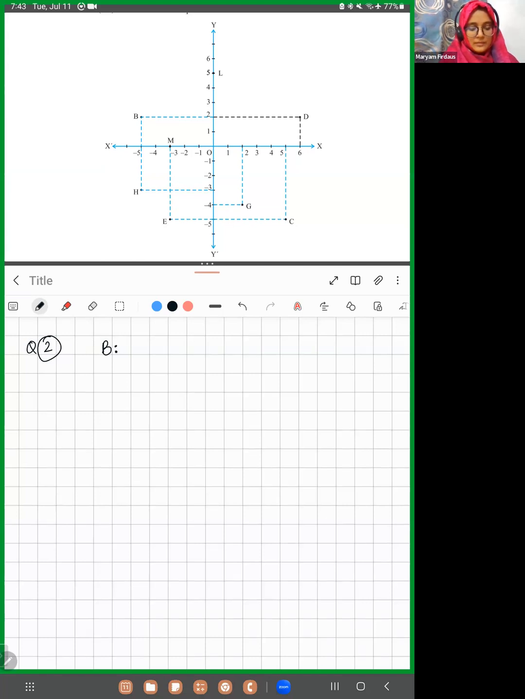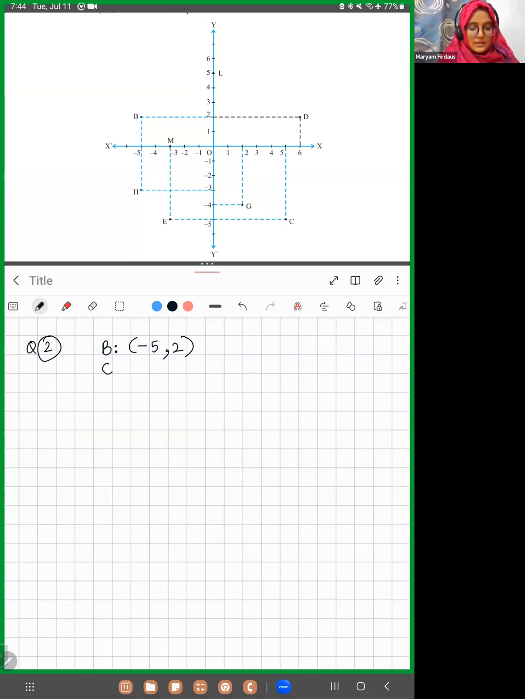The coordinates are -5, comma 2. Very good, -5, comma 2. Very good, Abdul Rahman. This is how you're supposed to say it: the coordinates are -5, comma 2. Okay. Now, Zain, are you there?